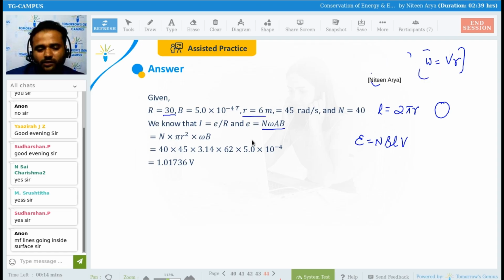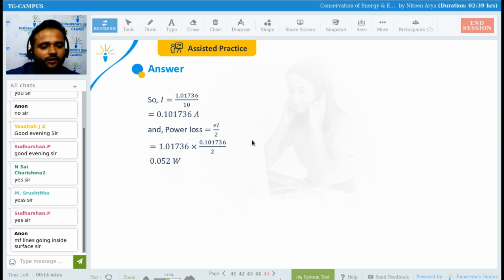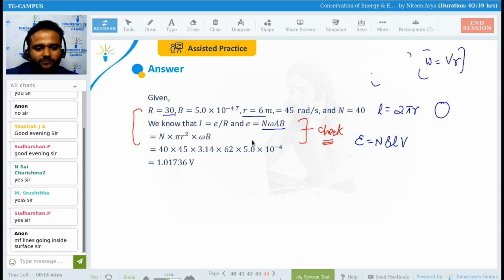Instead of A, I can write the perimeter here, not the area. Is this clear, everyone? 2 pi R equals L, and then N equals pi R square into omega B. Just check this relation. I'm not clear with this one, so check it and tell me in the next part. So use this particular formula.